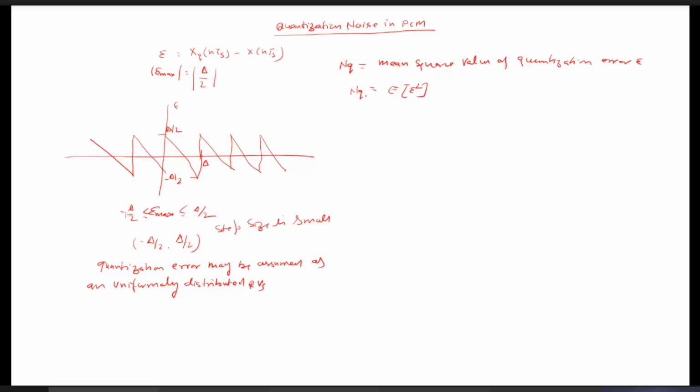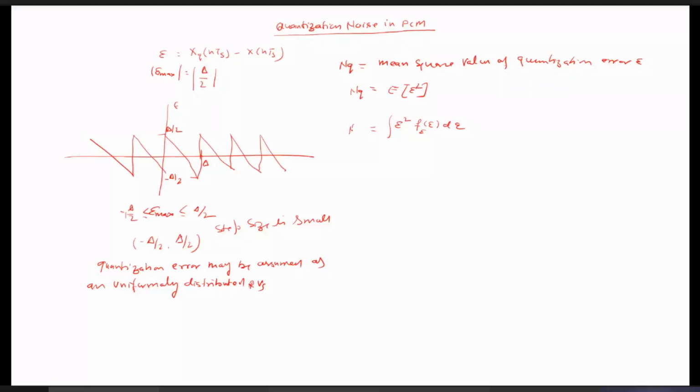NQ is equal to the expected value of epsilon square. This is called the quantization noise. How can you calculate this expected value? We all know that the expected value is given by the integration of epsilon square times f of epsilon d epsilon. This is the basic definition which we have already studied in probability and random processes.